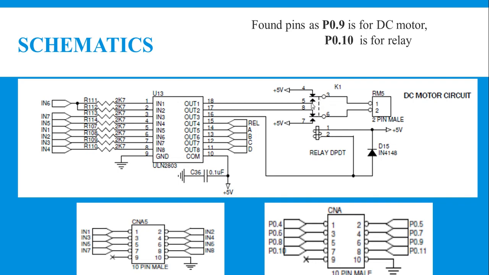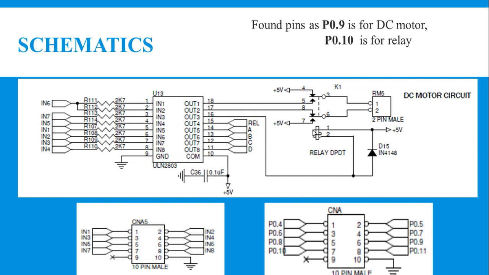The DPDT relay consists of two poles. The normally open terminal of the first pole is connected to plus 5 volts, and the normally closed terminal is connected to the ground path of the driver. Similarly, the normally open terminal of the second pole is connected to the ground terminal of the driver, and the normally closed terminal of the second pole is connected to plus 5 volts. And this is the relay coil.